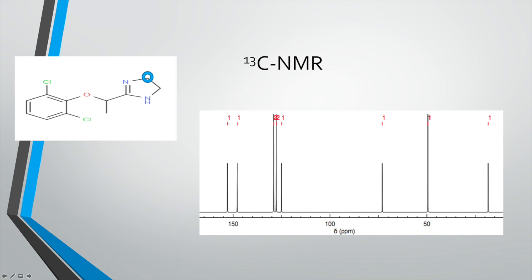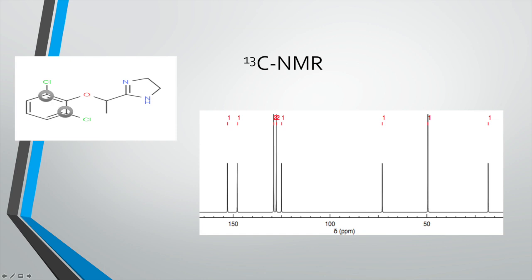The height of the peak shows an integration of 2, even though at the top of the peak at 50 it only shows 1. This next carbon is located at 73 ppm. These two chemically equivalent carbons fall at 129 ppm. This next carbon is at 125 ppm.